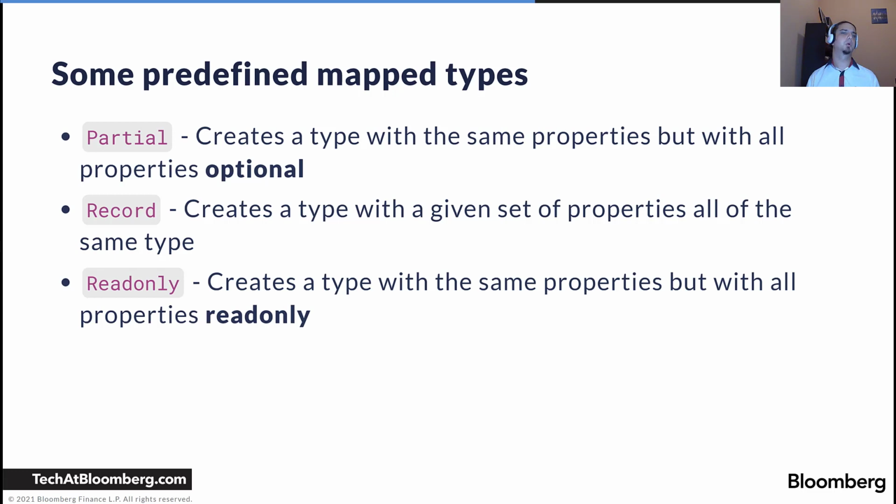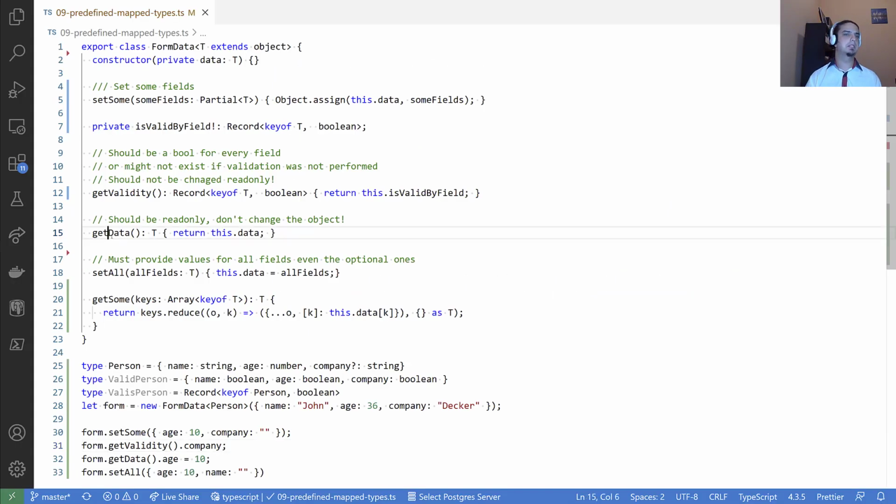Now the third type we're going to look at is Readonly, and this creates a type with the same structure as a given type, but with all the properties marked as read-only. So if we were to take our getData method, we want this to actually return the same type, T, but we want all of the properties marked as read-only. So for example, this assignment here should not be possible.